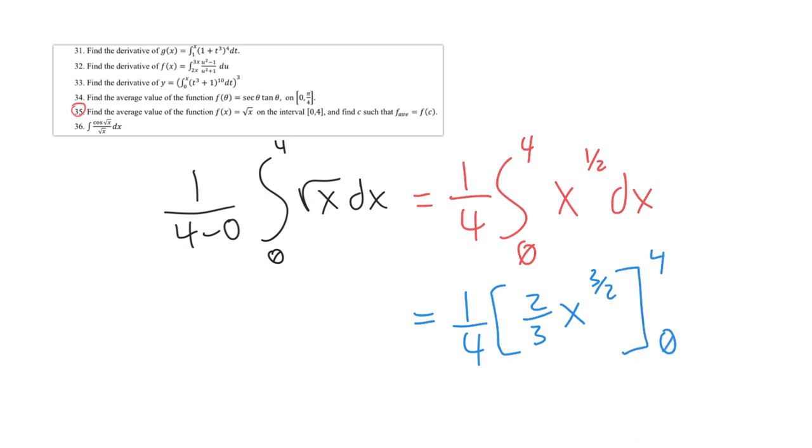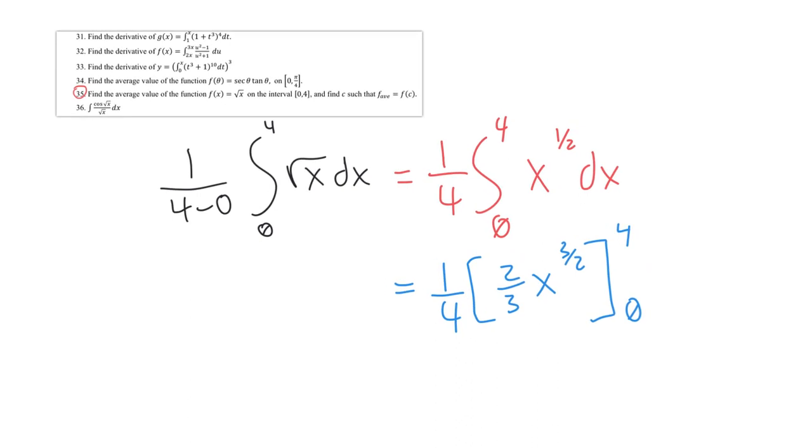So the good news is whenever this is 0, it makes our lives a little bit easier, because when we plug in 0, we're just going to have a 0 here. And it's going to be 2/3, 4 to the 3/2 minus 0. So we could sort of ignore the 0. I always like it when that happens. Had that been another number like 1, unfortunately, we would have had to substitute that in and perform the subtraction.